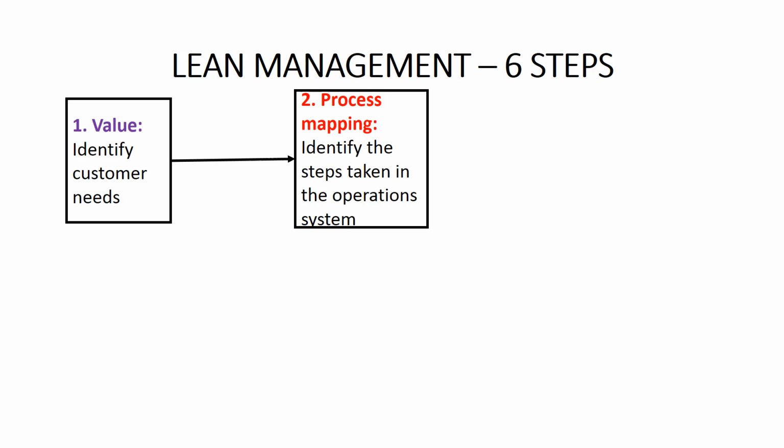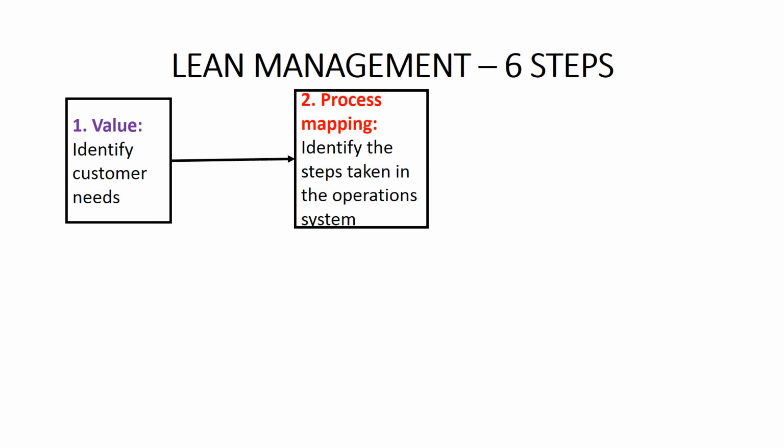The second step in lean management is process mapping, which involves identifying each of the steps that are taken in the operations system. It's necessary to identify each of these steps so as to be able to specifically focus on what opportunities there are for reducing waste at each of these steps.